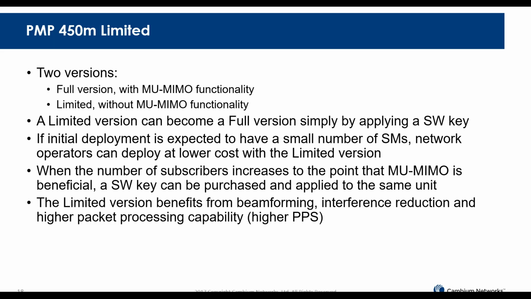So this is what we were talking about at the beginning of the presentation when we talked about future-proofing the network. We want to be able to design a sector today for today's demands, but also make sure that we are ready for tomorrow's demands, in this case by unlocking the MU-MIMO functionality, so that we don't need to have any hardware change, but with a simple software key, we can enable the higher throughput that would be necessary a few years down the line.